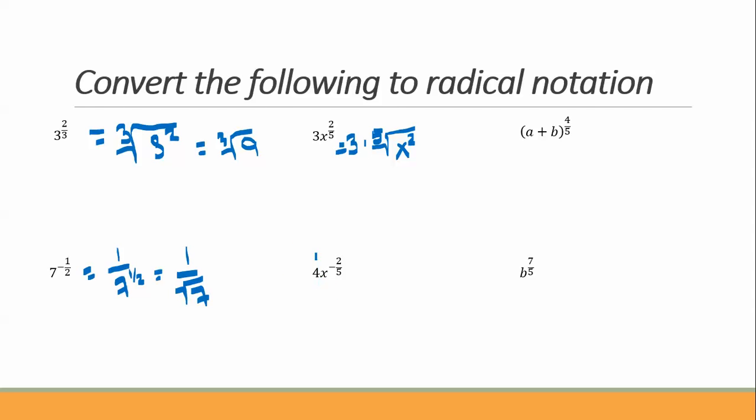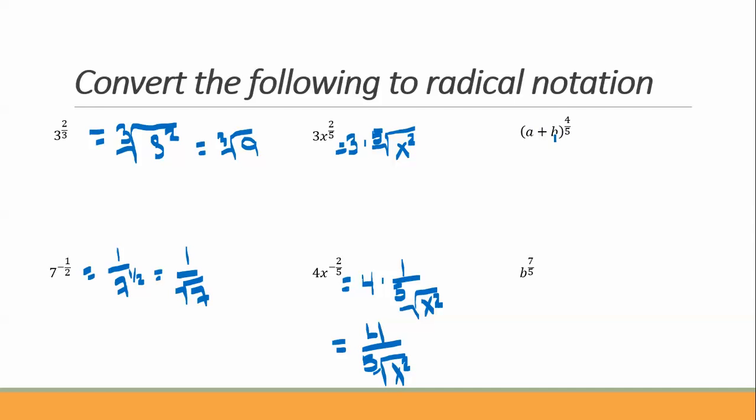Same thing with this one. The 4 is multiplied to x to the negative 2/5. So we have 4 times, the negative makes it go 1 over, the 5th root of x squared, which is the same as saying 4 over the 5th root of x squared.